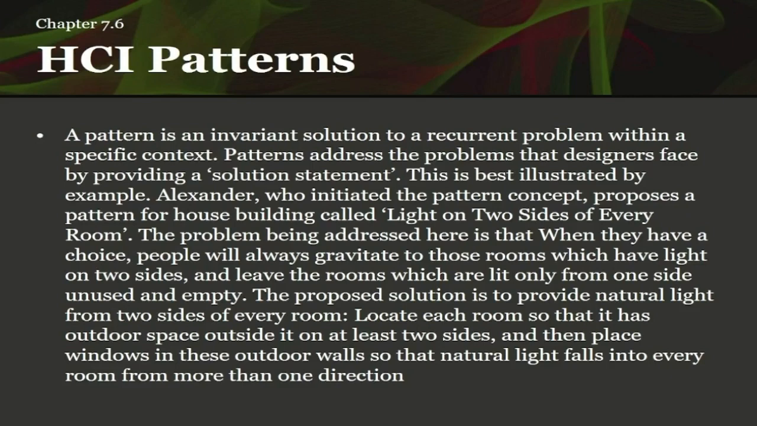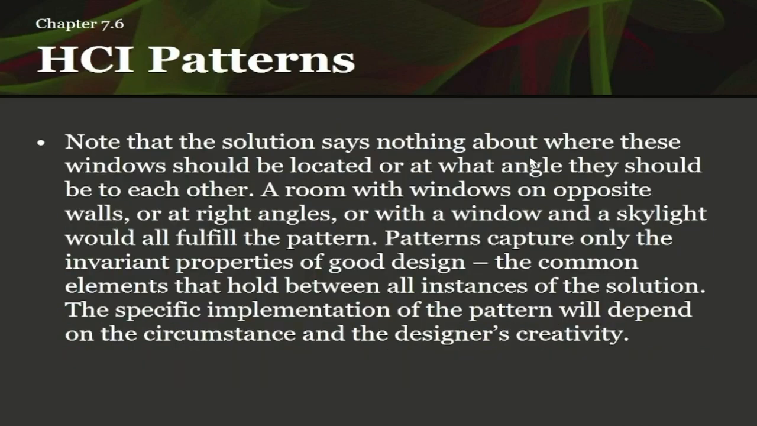Locate each room so that it has outdoor space outside it on at least two sides, and then place windows in these outdoor walls so that natural light falls in every room from more than one direction. Note that the solution says nothing about where these windows should be located or at what angle they should be to each other. A room with windows on opposite walls or at right angles or with a window and a skylight would all fulfill the pattern.